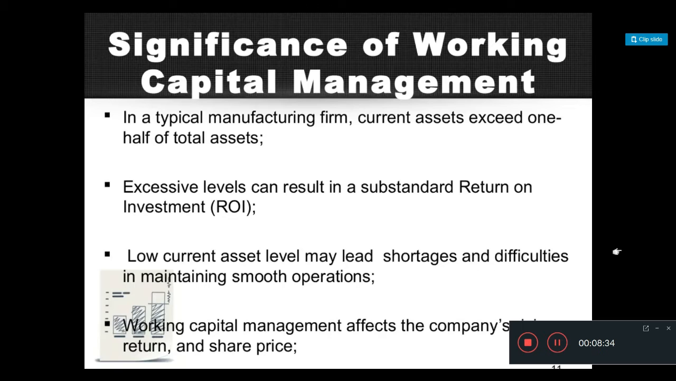Significance of working capital management. In a typical manufacturing firm, the current assets exceed one half of total assets. Excess levels can result in substandard return on investment, that is ROI. A low current asset level may lead to shortages and difficulties in maintaining smooth operations. Working capital management affects the company's health, like return and share price.